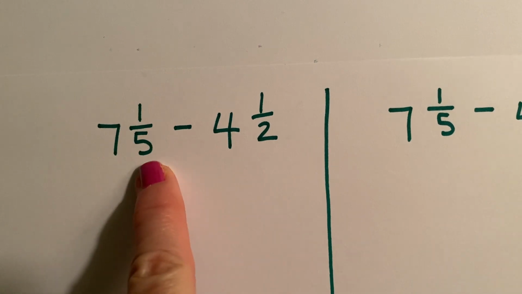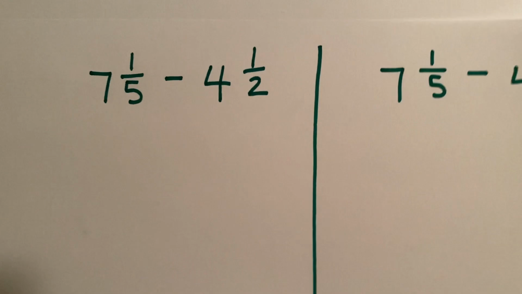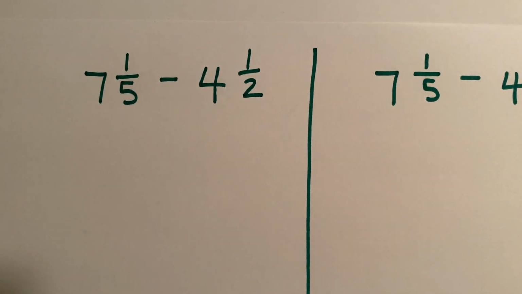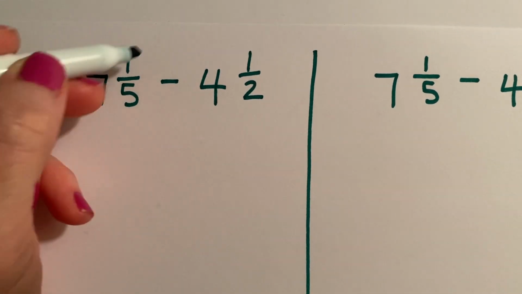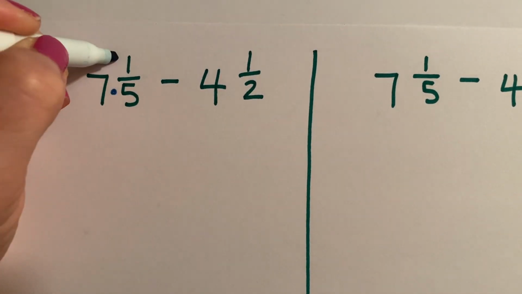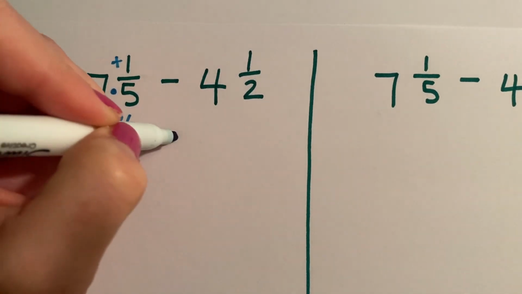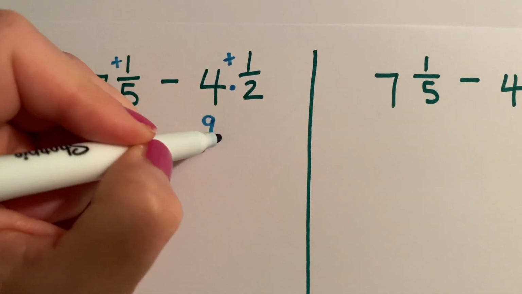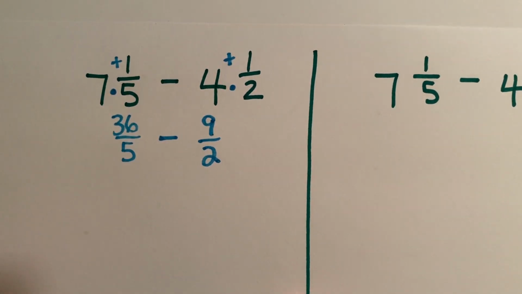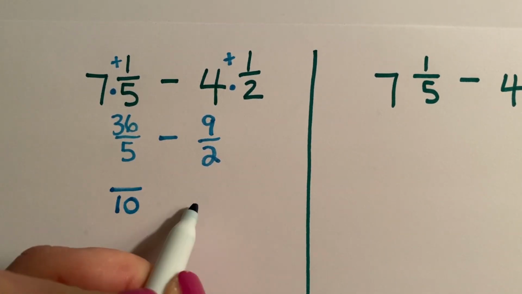Okay, our next one, same thing. I split the screen. We're going to take 7 1/5 minus 4 1/2. First, we'll do it the old-fashioned way. We'll make them improper. So 7 1/5 is 5 times 7 plus 1, which is 36 fifths, minus 2 times 4 plus 1, which will be 9/2. Our common denominator, 5 times 2, is 10.